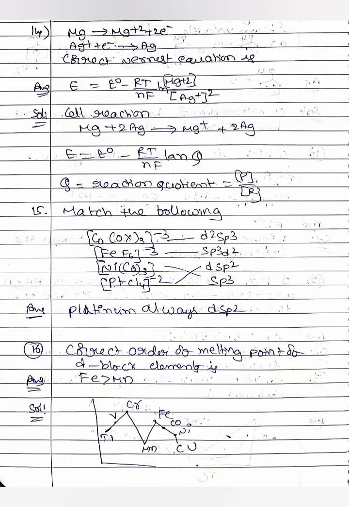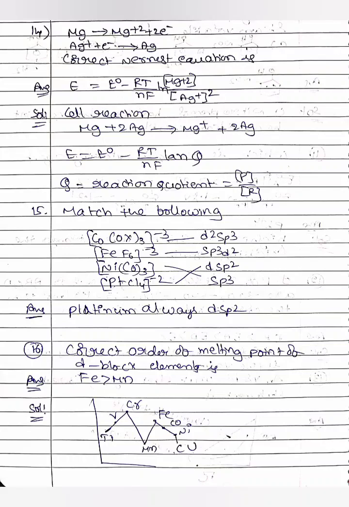Next one, matching question. For given complexes, they have asked for the hybridization of the central metal atom, and you can check the direct matching here. But here the platinum always undergoes dsp2 hybridization with the coordination number 4, and Fe, Fe3+ and all, we know it's for weak field ligands. Generally the outer orbital complexes we can expect with sp3d2 configurations and all.